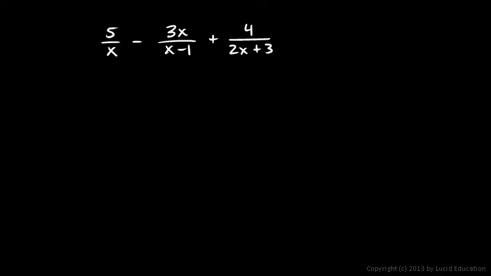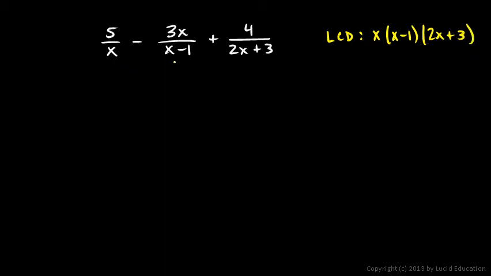5 over x minus 3x over x minus 1 plus 4 over 2x plus 3. We're told to combine all of those into one fraction. Well, in order to do that, we need a common denominator. And it's helpful to use the least common denominator, and the least common denominator in this case will just be all three of those denominators multiplied together.